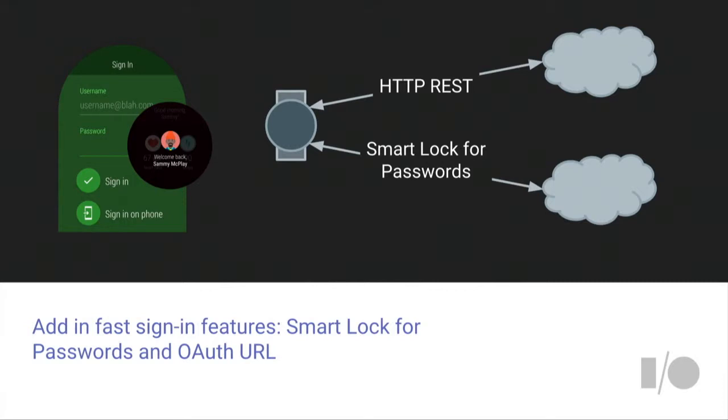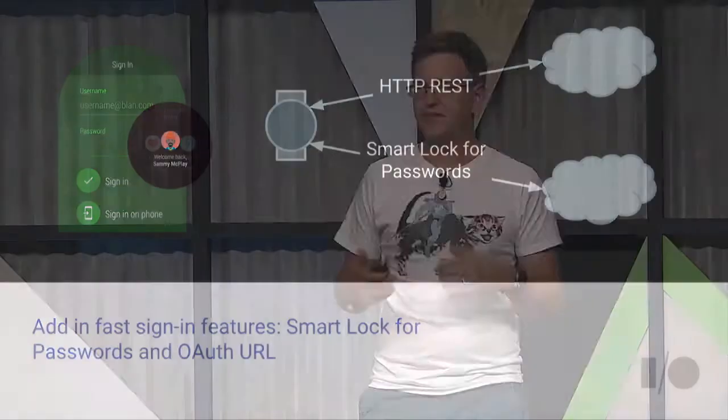So I'm going to assume here that I already had an existing OAuth web service. And since I have that, Smart Lock is a really good option because it integrates well with an existing auth service. Another option that I can add is OAuth URL, which will allow me to log in via a couple of changes that I'll have to make to my web flow.